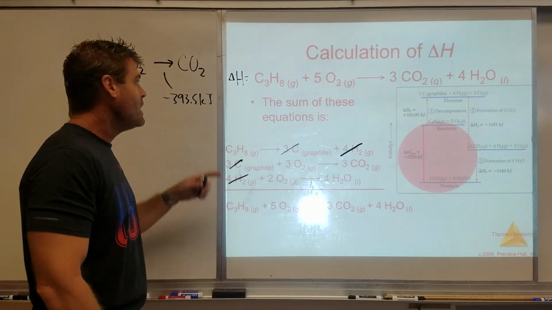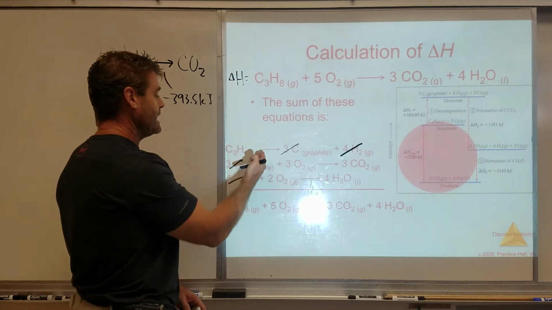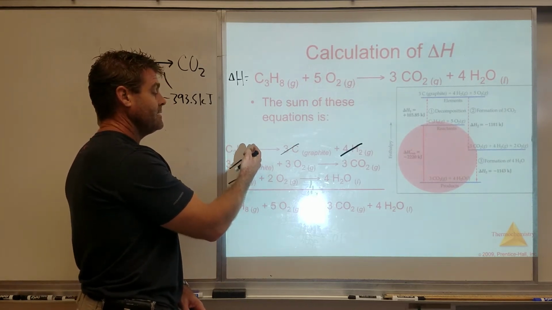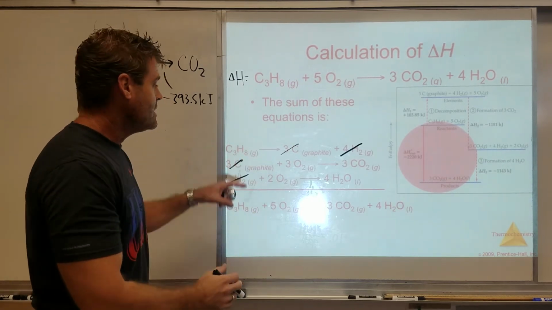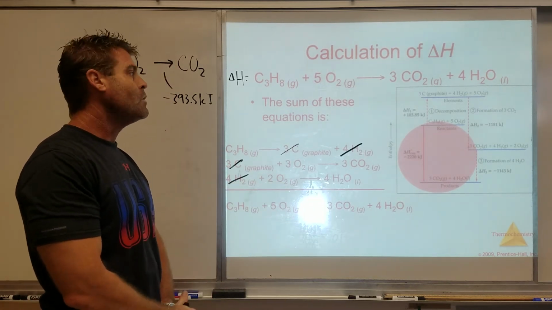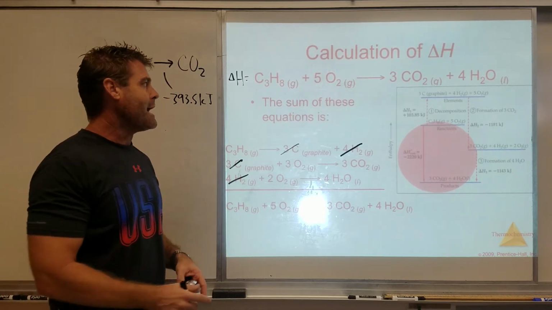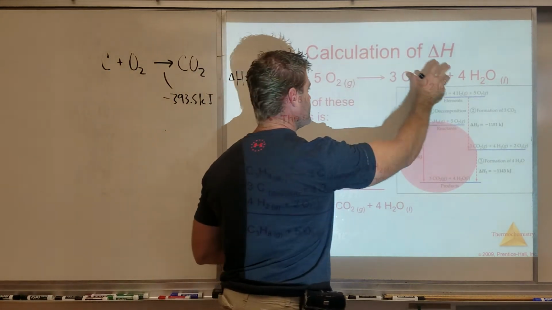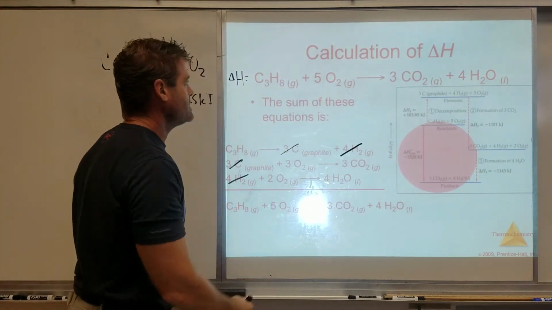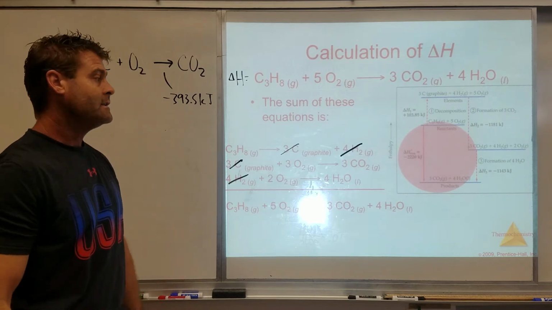So that's one way you could calculate the delta H for a reaction, by taking the sum of sub-reactions whose addition makes up the original reaction. Once again, that's what Hess figured out. It doesn't matter how you go from the original reactants to the original products. All that matters is that ultimately you go from the start and you end up at the final products.